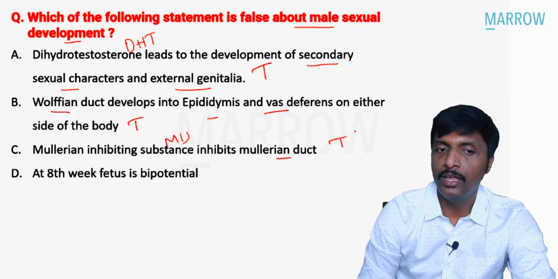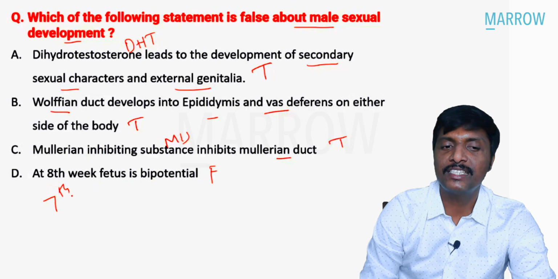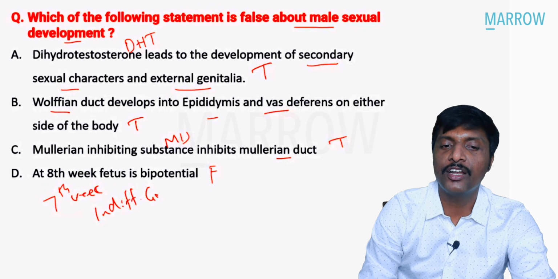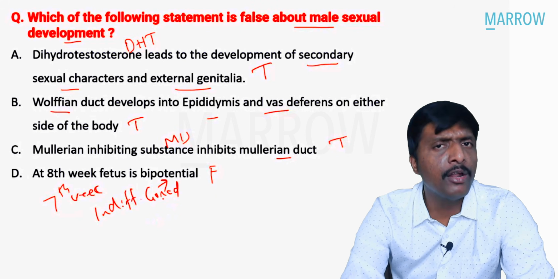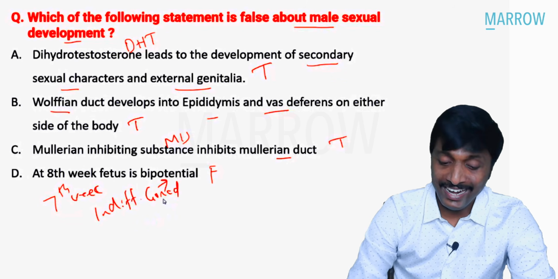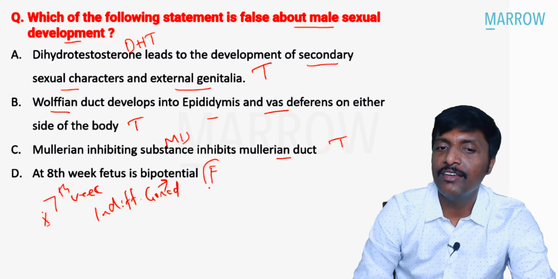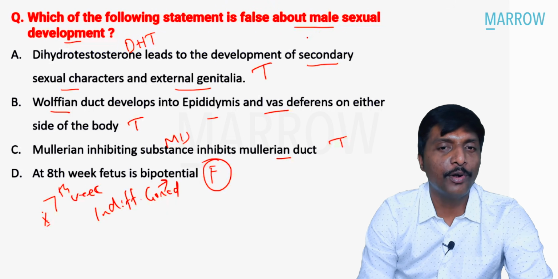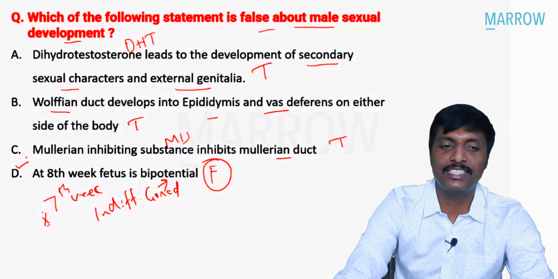True statement. At 8th week, fetus is bipotential. It is false. Up to 7th week, we call this as indifferent gonad, also called as bipotential. It can become either male or female. That is the meaning of bipotential. Can become either male or female till 7th week, not 8th week. So it is the false statement. Which of the following is false? The answer is definitely option D. Yes, D is the answer.